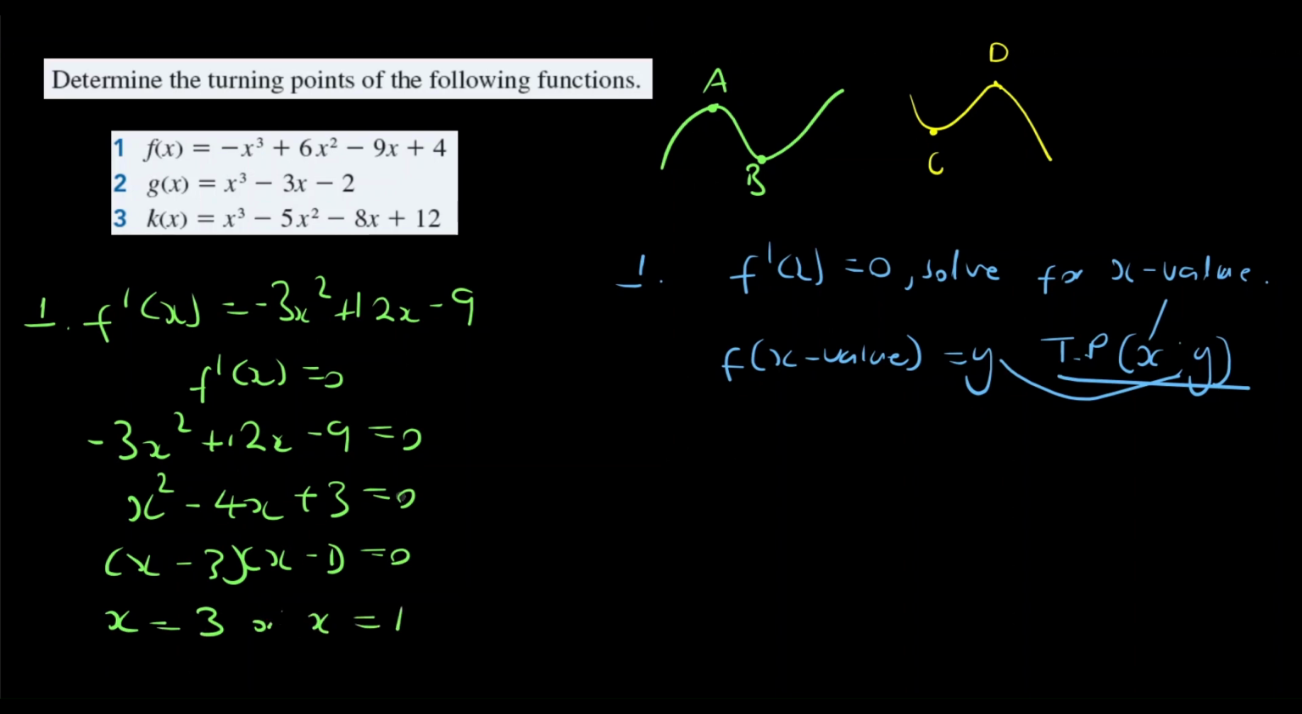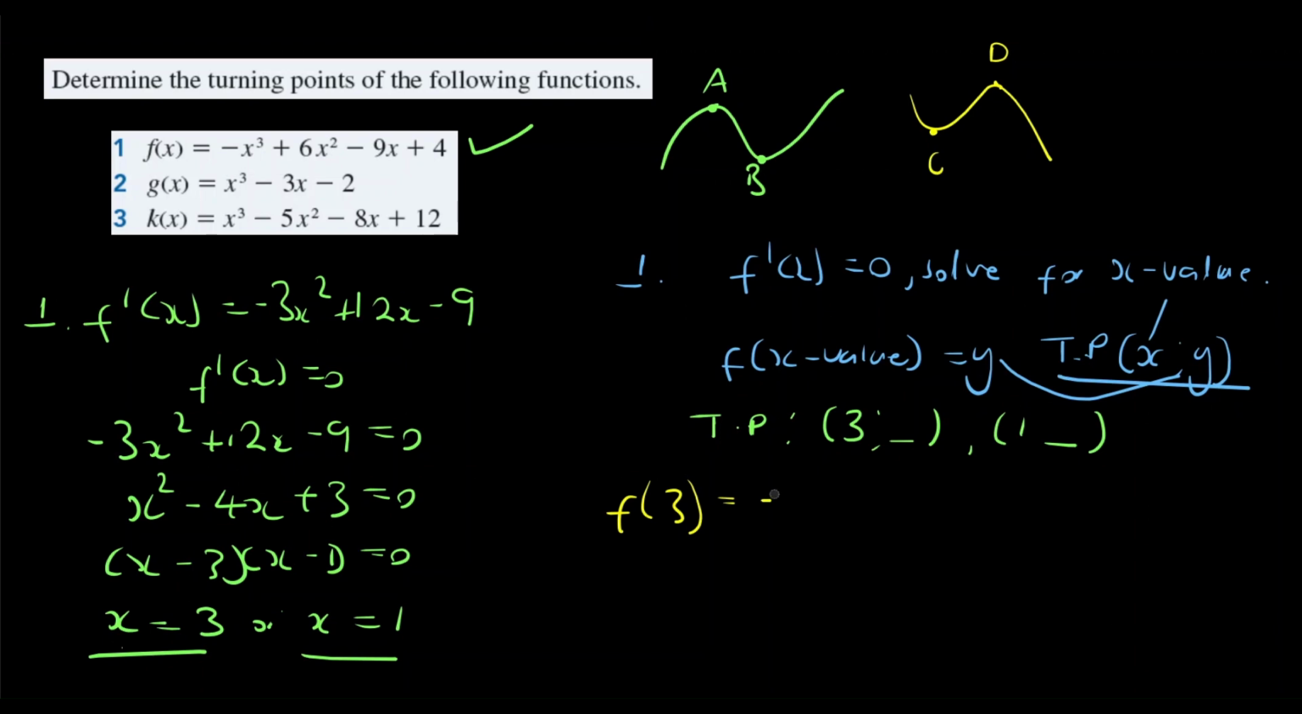What this in essence means is that we found 2 points for turning points. We found one turning point to have an x value of 3 and the other turning point to have an x value of 1. So we need to find what our corresponding y value is. To find the corresponding y value, we substitute x equals 3 and x equals 1 into the original function. That will look like f of 3, where there's x, we substitute 3. Punch everything into the calculator, and we'll get the value 4.